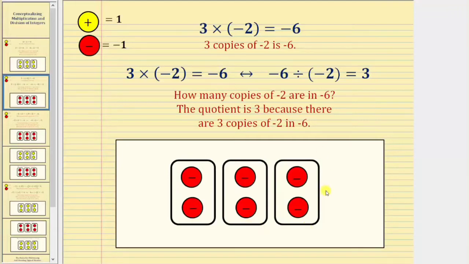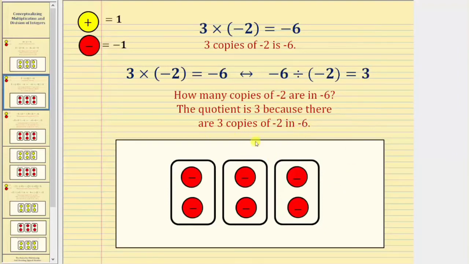The corresponding quotient for 3 times negative 2 equals negative 6 is negative 6 divided by negative 2 equals 3. Negative 6 divided by negative 2 is asking how many copies of negative 2 are in negative 6. The quotient is 3 because there are 3 copies of negative 2 in negative 6, which once again we can see from the model below.